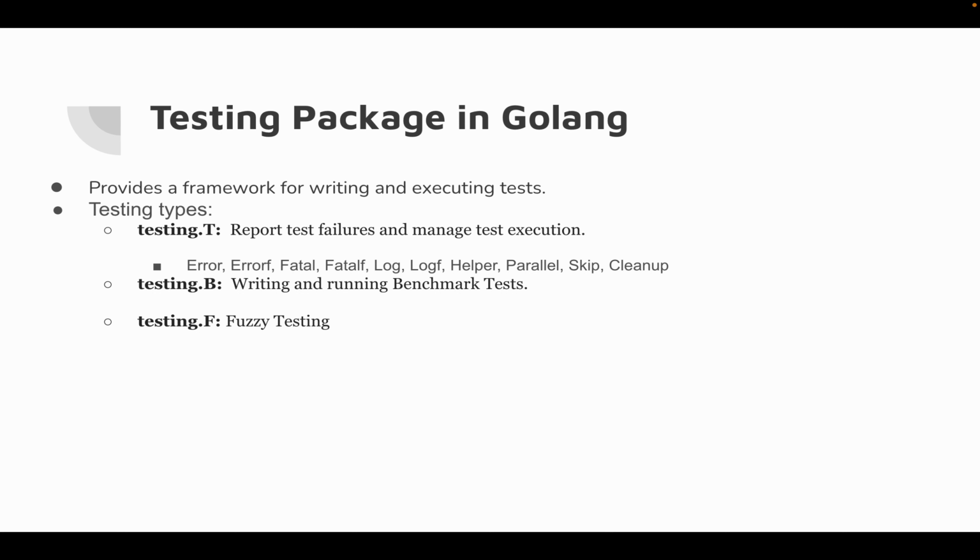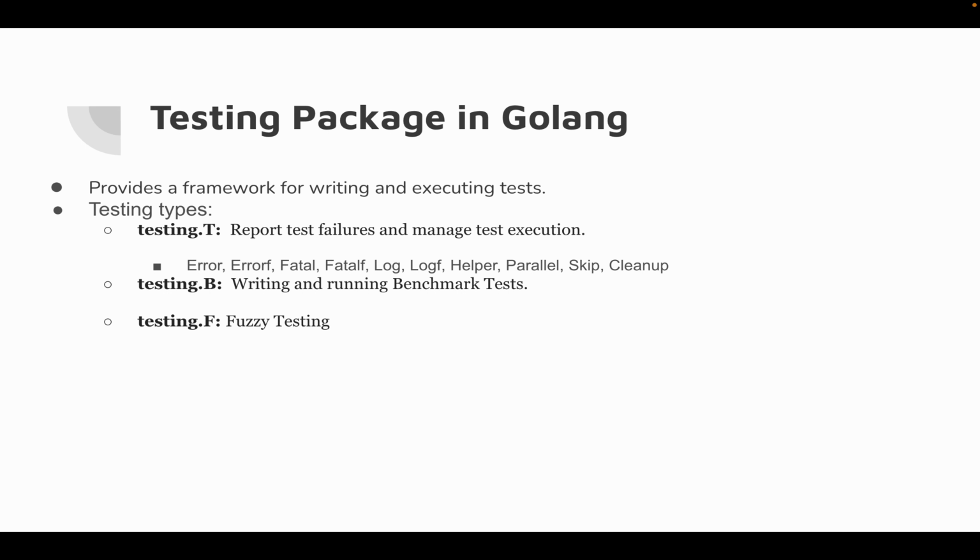The next testing type is testing.B. This type is basically used for writing and running benchmark tests. What we do in benchmark tests is we measure our code performance. We run our function many times and we check the runtime and memory usage of our algorithm.